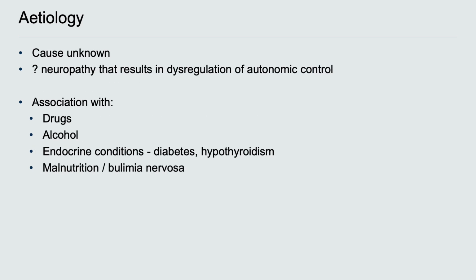The etiology is unknown, but it may be a neuropathy that results in dysregulation of autonomic control, leading to loss of parasympathetic activity and an increase in sympathetic drive, leading to an unopposed increase in protein content within the acinar cells. This would explain the association with drugs, alcohol, endocrine conditions such as diabetes and hypothyroidism. In patients with bulimia, the degree of salivary gland enlargement possibly correlates with the frequency of bulimic symptoms and with levels of serum amylase.